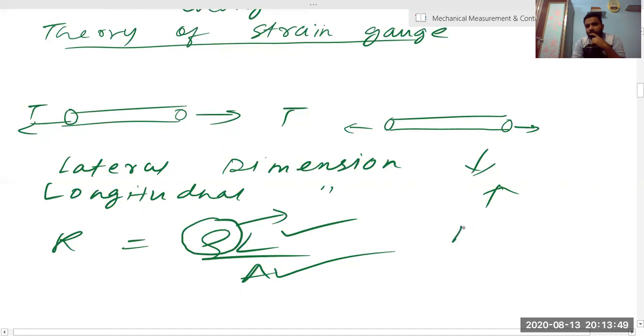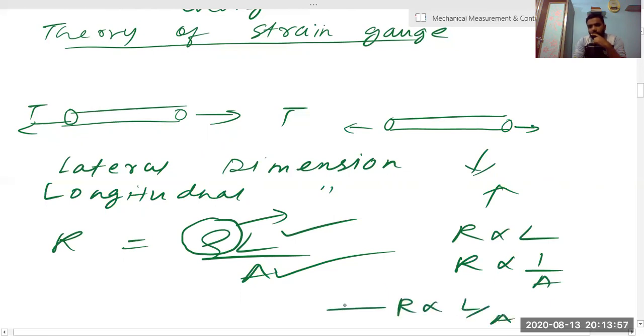R is proportional to L, and we know that R is inversely proportional to A. So what do we know? That R is proportional to L by A. When we remove the constant of proportionality, what do we get? It is equal to rho L by A. So this rho is actually a constant.